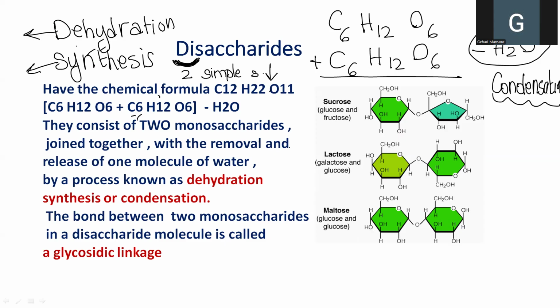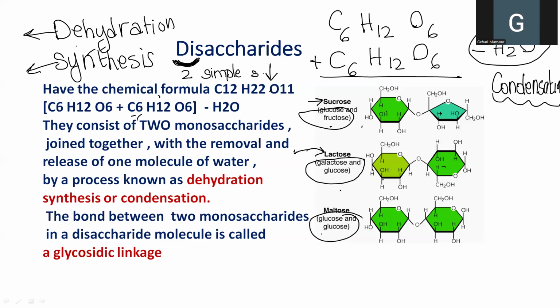So if you allow glucose and fructose to undergo dehydration synthesis, they give you the disaccharide sucrose, and it is formed of two simple sugars, as you can see on the slide. If you allow galactose and glucose to react, then you would obtain the disaccharide lactose that consists of two simple sugars.